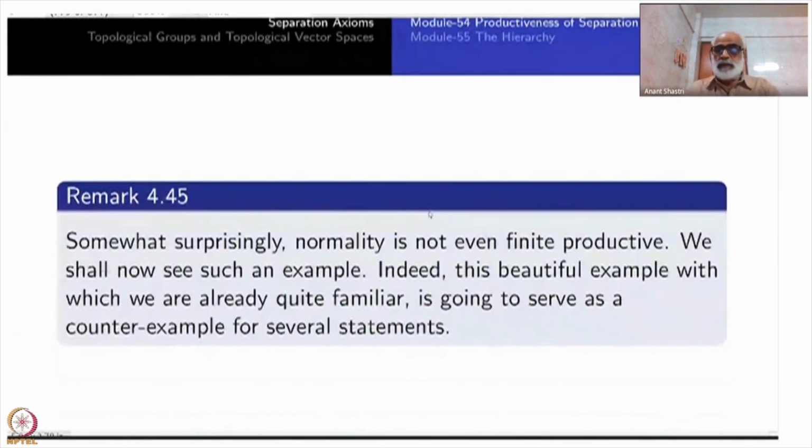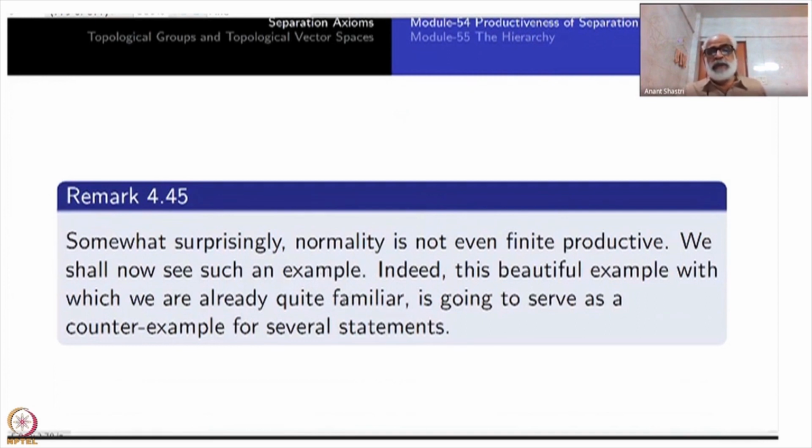But somewhat surprisingly, normality, which we tend to think of as nearer to regularity, has weird properties. Normality is not even finite productive. The reason may be that it is not even hereditary. Even if X cross Y is normal, it doesn't imply that X is normal and Y is normal. That is a funny thing here. So we shall now see such an example.